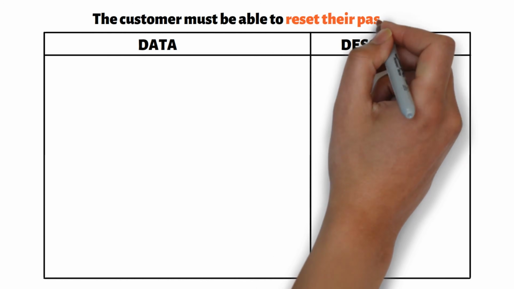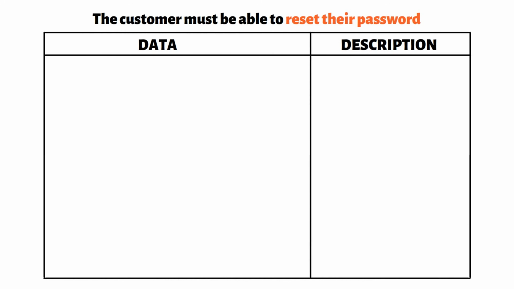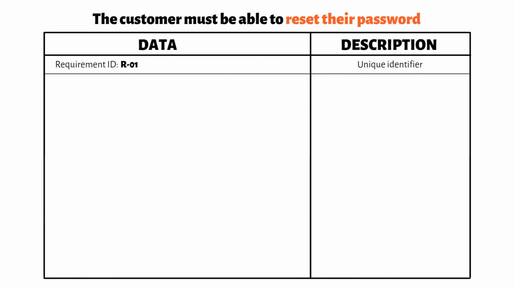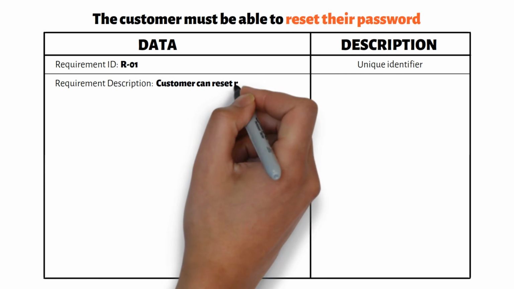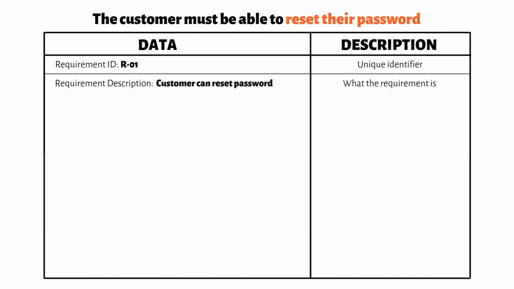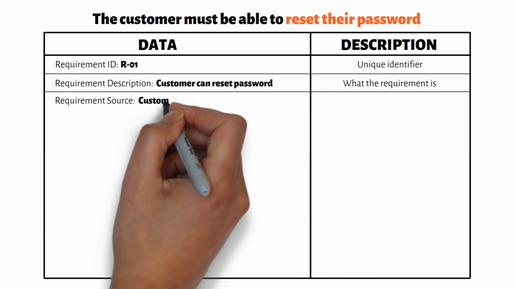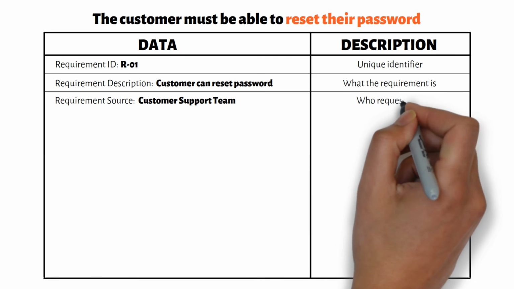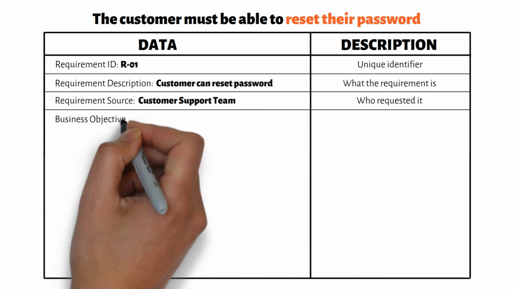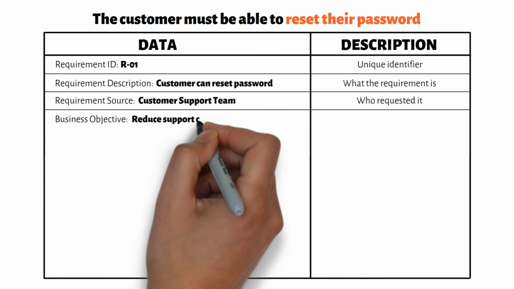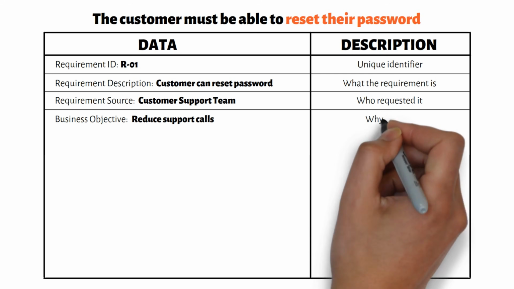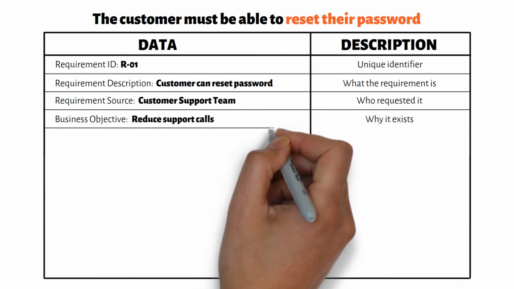Suppose one approved requirement says, the customer must be able to reset their password. Inside the RTM, that requirement might look something like this. Requirement ID, R-01. Every requirement should have a unique identifier so it can be referenced throughout the project. Requirement description. Customer can reset password. This briefly describes what the requirement is. Requirement source, customer support team. This tells us who requested or originated the requirement. Business objective, improve customer self-service and reduce password reset support calls. This explains why the requirement exists and the value it delivers.